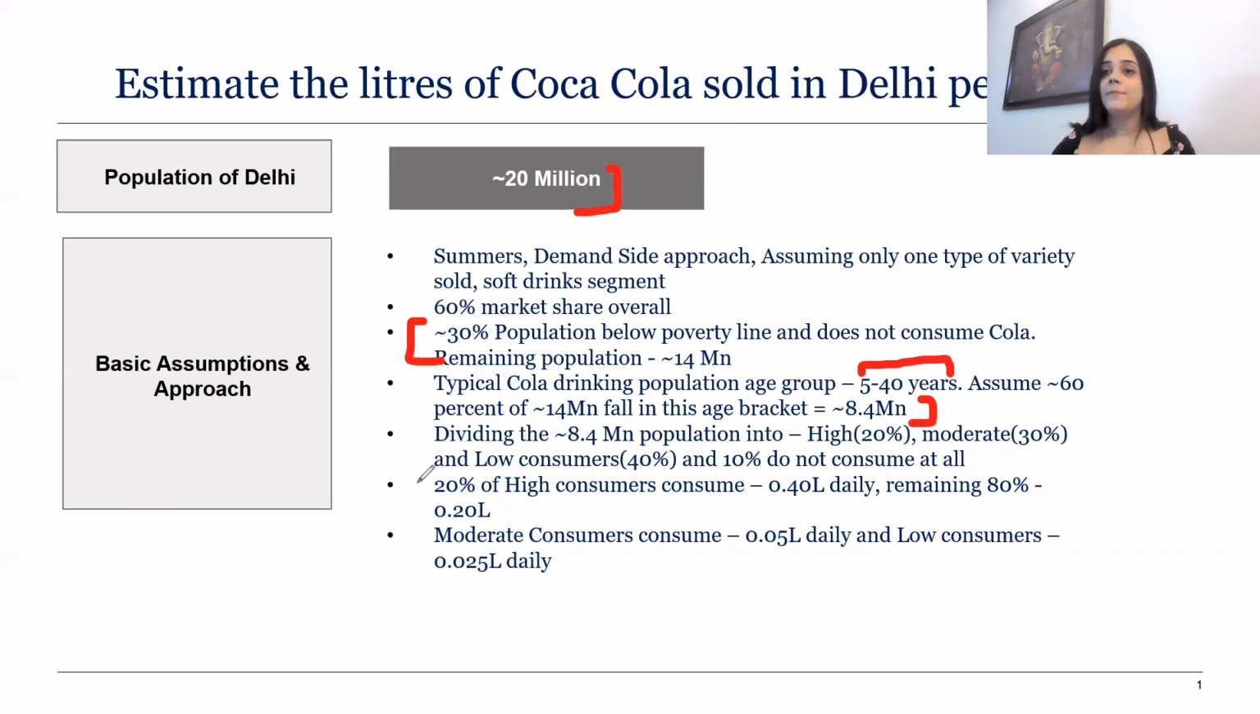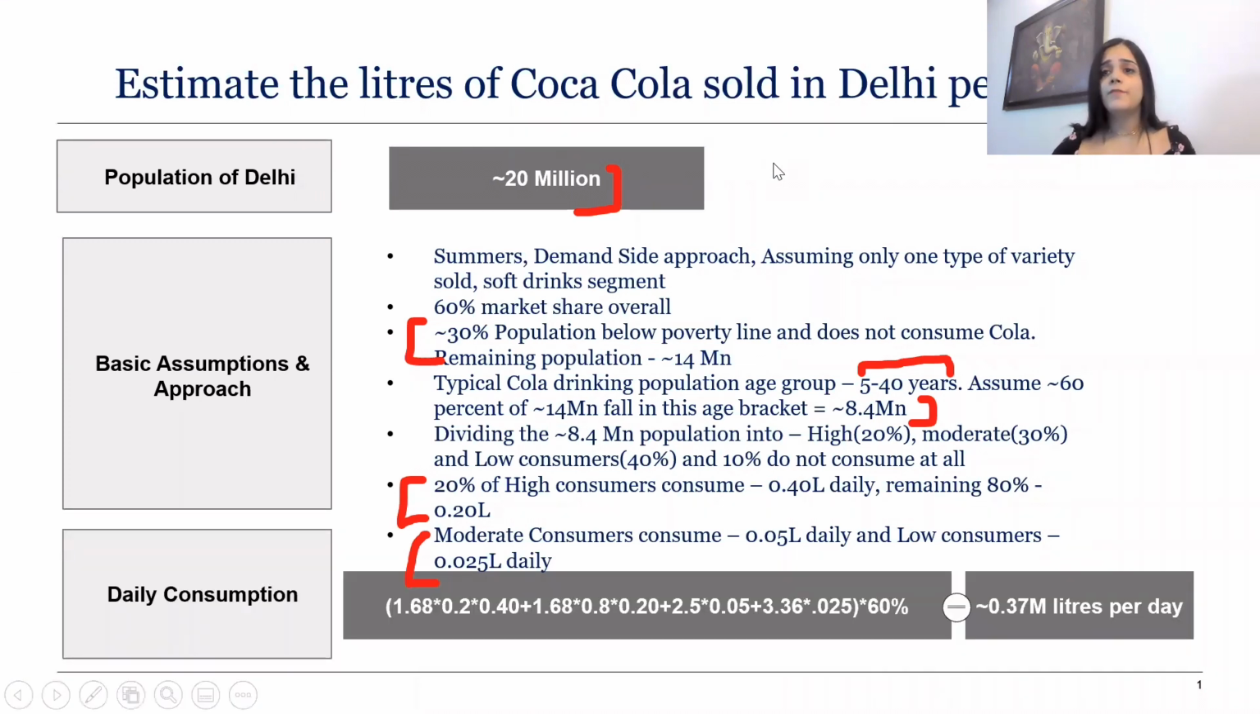Then next, within that percentage also, what I've done is I need to know how many liters of cola they actually consume. So I've taken a ballpark figure to be around 0.40 liters for 20% of high consumers, and remaining 80% consumes 0.20 liters. Then coming to moderate consumers, I've taken the number to be around 0.05 liters, and for low consumers, 0.025 liters daily. Now, what we need to do is we just need to multiply these numbers with the population that we have and then come up with the answer.